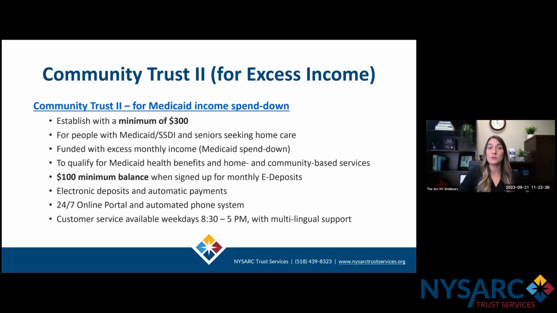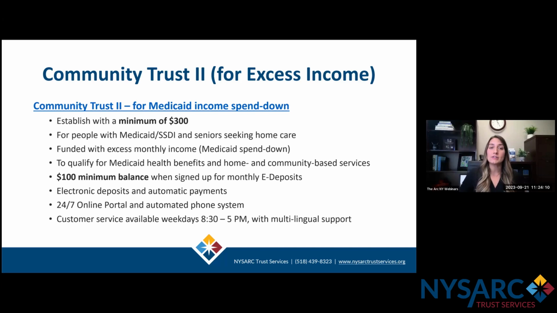This trust is funded with a person's income, and that income is determined by Medicaid. Medicaid will tell them the exact amount that needs to be deposited into the trust each month. As I mentioned, it's primarily used to help someone qualify for community-based Medicaid health benefits, like waiver services, waiver programs, and also home and community-based services like home care, or even in some cases, an assisted living.